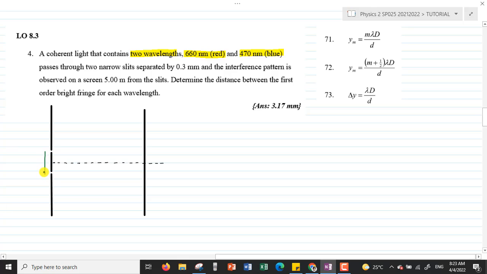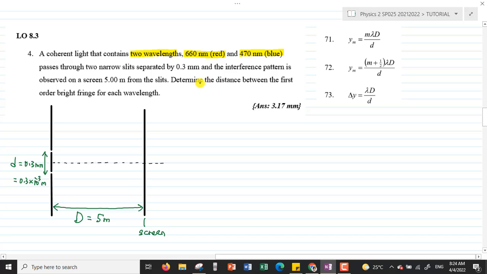So this is our double slit. The separation between the slits, represented by d, is 0.3 millimeter, so we can change it to SI unit, 0.3 times 10 to the power of -3 meter. Then we form an interference pattern on the screen. The distance from the narrow slits to the screen, represented by capital D, is 5 meter.